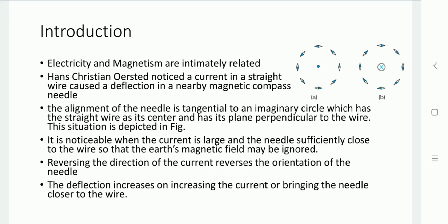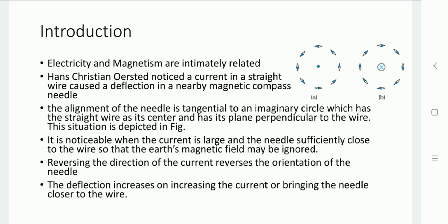Here, if there is a single straight wire and current is passing through it, it is noticed that a needle placed around it lies along a tangential path on an imaginary circle, and the plane of this circle is perpendicular to the wire. The current passes along the straight line, but on the perpendicular plane an imaginary circular path is available, which can be defined as a magnetic field.